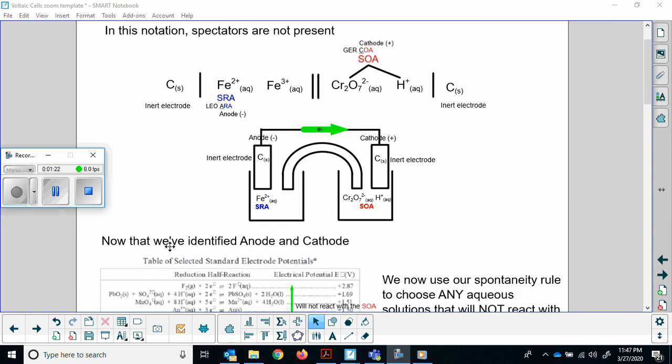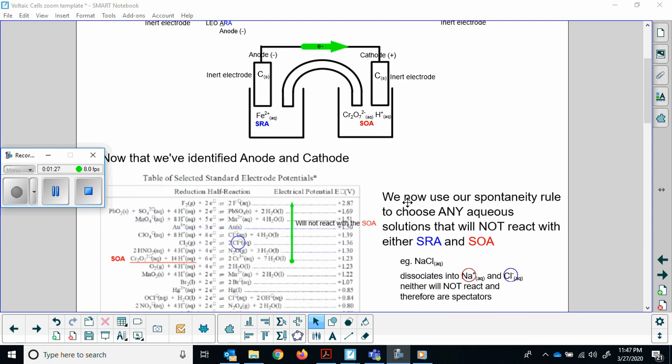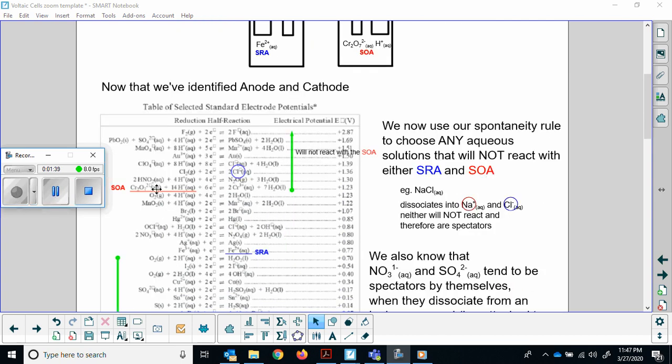Now that we've identified anode and cathode, and that there's an imbalance of charges, we use our spontaneity rule to choose any aqueous solution that will not react with the original strongest reducing agent and original strongest oxidizing agent. We don't want to interfere with this spontaneous reaction. So we need to choose something that will not react with the dichromate and protons, and something that will not react with the iron 2+ strongest reducing agent.